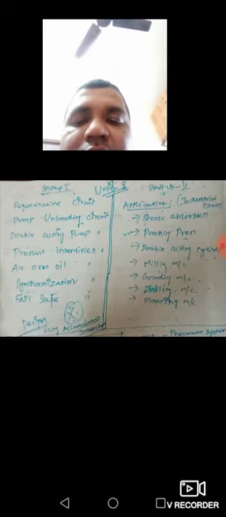We must draw the regenerative circuit. We must focus on the regenerative circuit area, pump unloading circuit area, double acting pump circuit area, and pressure intensifier circuit, air over oil circuit, synchronization circuit, fail safe circuits.